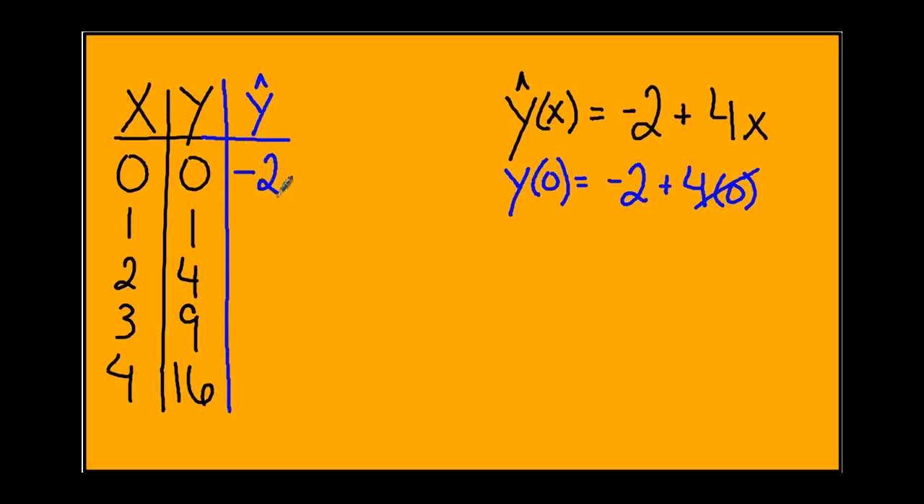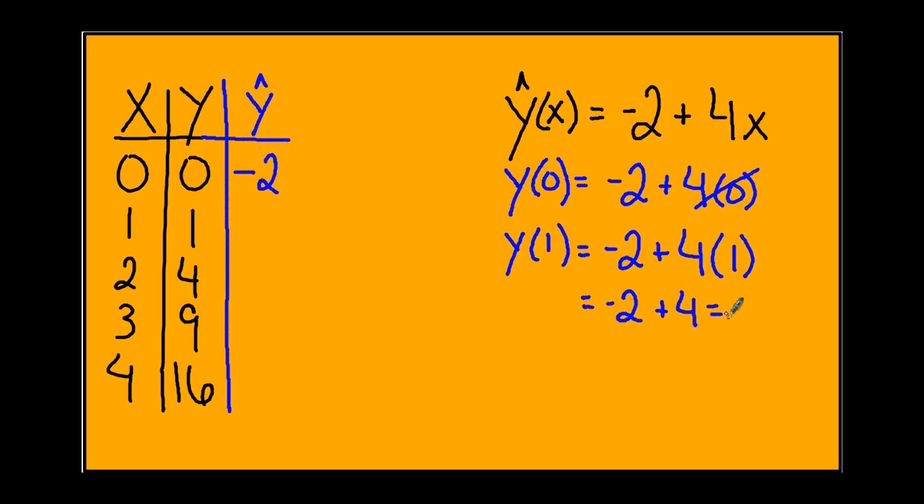Let's go ahead and move on then. I'll take the next x value of 1, and I'm going to plug this into my equation. Plugging in 1 gets me a value here of -2 plus 4. This gives me a value of +2. So that goes into the data table. If I continue on as if I were doing all of these calculations, I can find all of my predicted values via the same process.